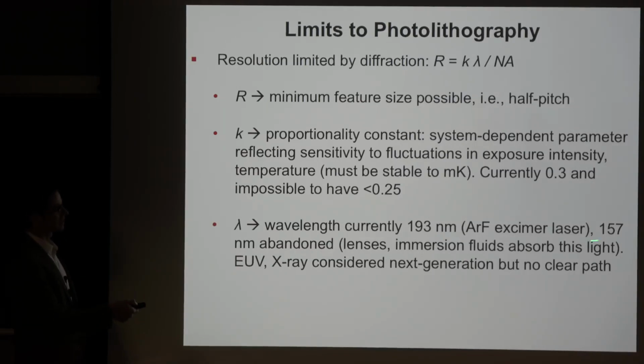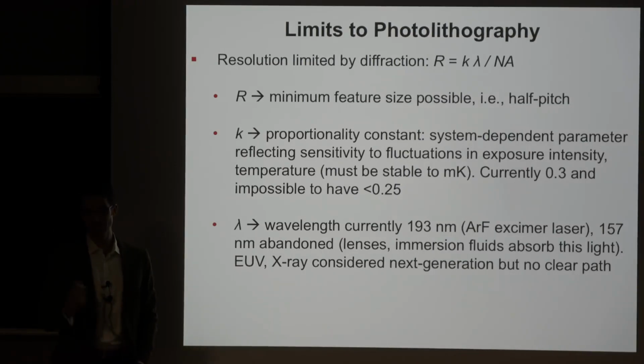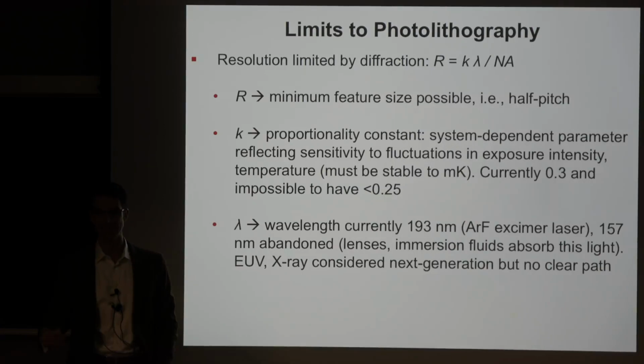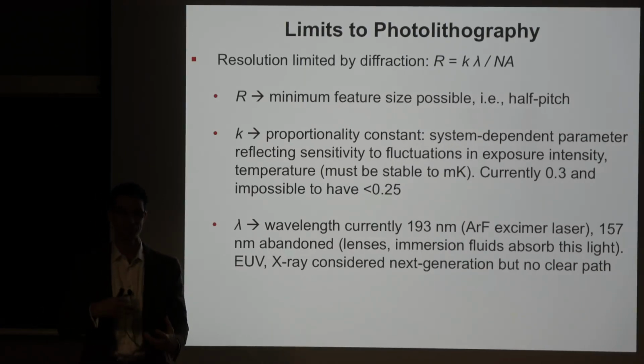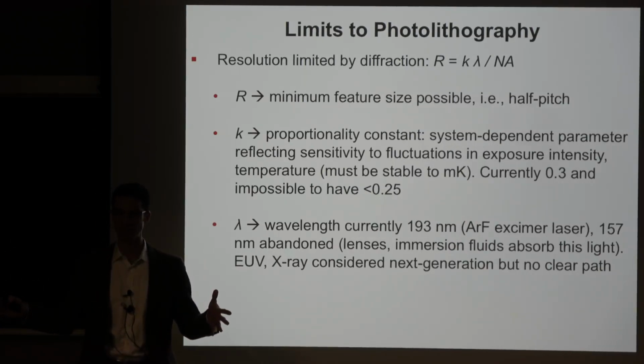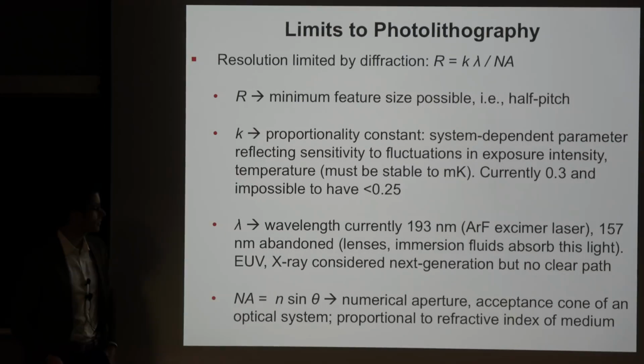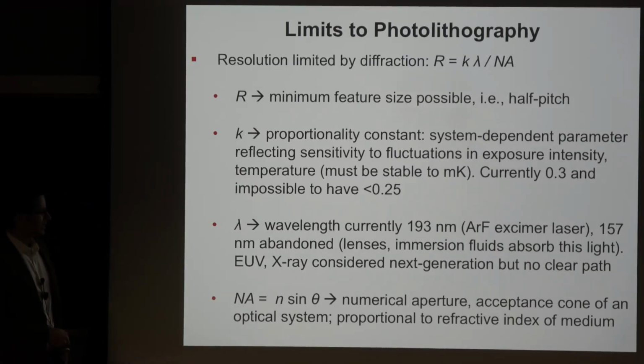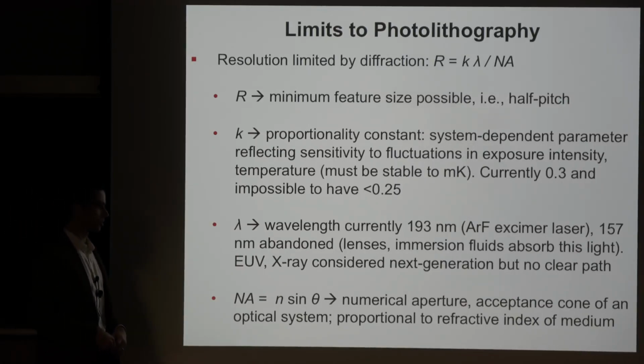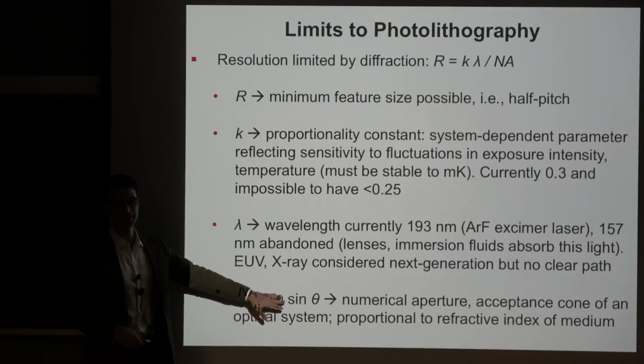157 nanometer light was abandoned largely because it might still pop up eventually, but it's not really being used now because the lenses and the immersion fluids and the actual stepper machine itself have components that absorb 157 nanometer light. So obviously that's no good. Numerical aperture is n sine theta, which is the acceptance cone of an optical system, and it's proportional to the refractive index of the medium.